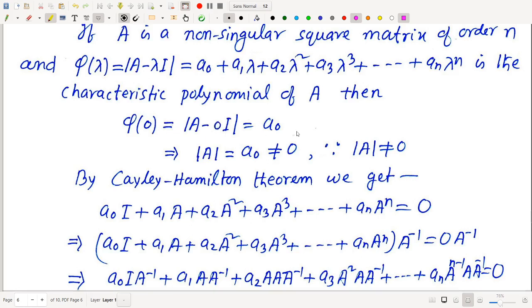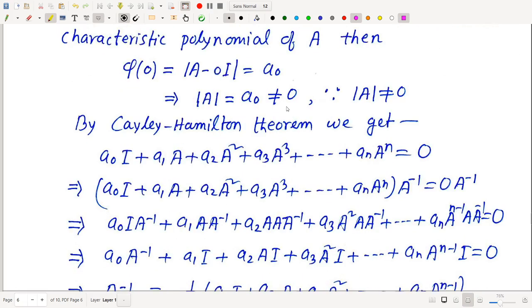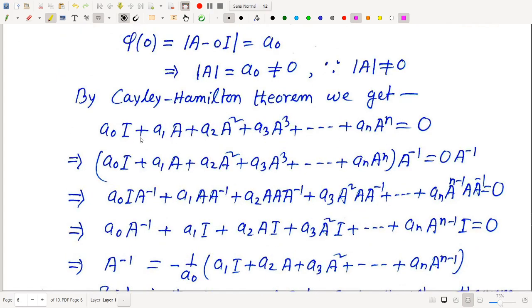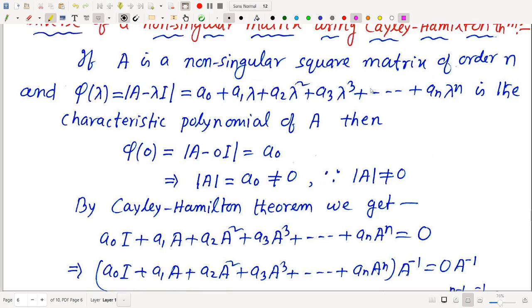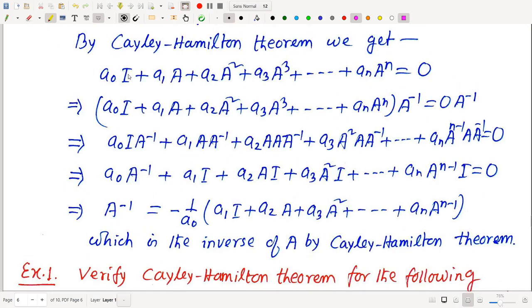So the constant term in this characteristic polynomial actually gives the determinant of A. Now A is non-singular, the determinant of A is not 0, so this A naught is also not 0. By the Cayley-Hamilton theorem, we get this: the square matrix capital A satisfies its characteristic equation. So lambda is replaced by A and A naught by A naught into capital I.